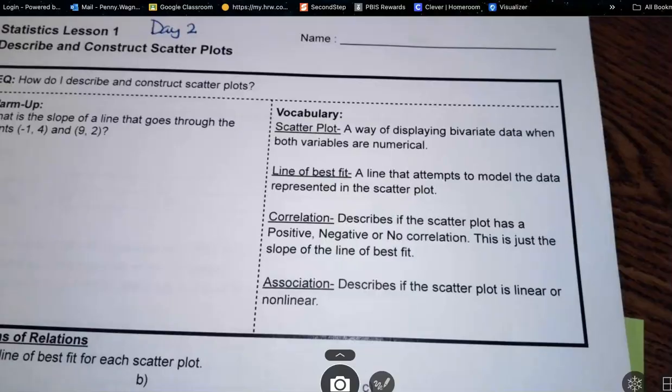Alright, so a scatter plot again is a way of displaying bivariate data when both variables are numerical. A line of best fit, which is what we're going to learn about today, is the line that attempts to model the data represented in the scatter plot. Correlation describes if the scatter plot has a positive, negative, or no correlation. This is basically the slope of the line of best fit. And an association is if the scatter plot is linear or nonlinear. Okay?